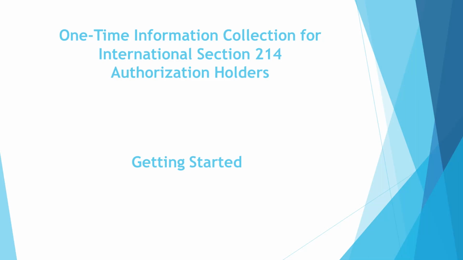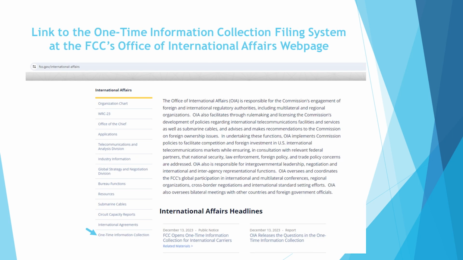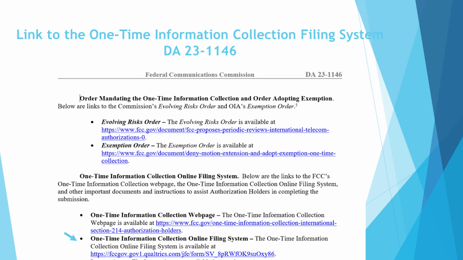How do you begin the one-time information collection? Each authorization holder must complete and submit the form online at the One-Time Information Collection online filing system. The link to the One-Time Information Collection online filing system is located on the webpage of the FCC's Office of International Affairs. The link is also available in the public notice that was released by the FCC's Office of International Affairs announcing the deadline of the one-time information collection. Click on the link to start the one-time information collection.